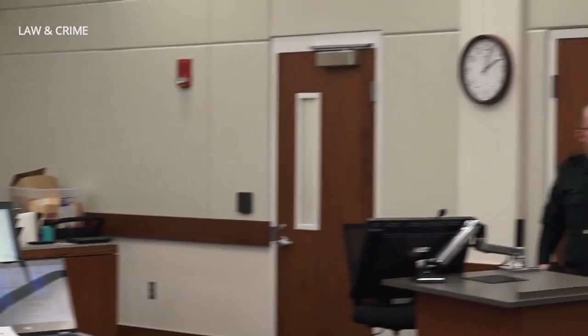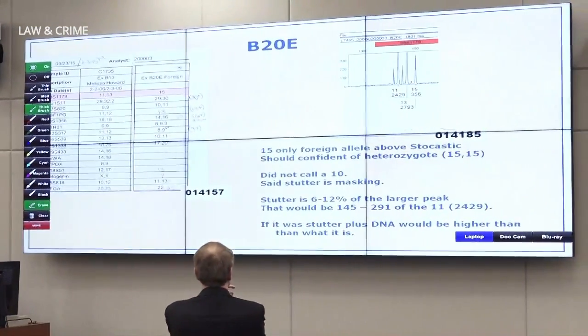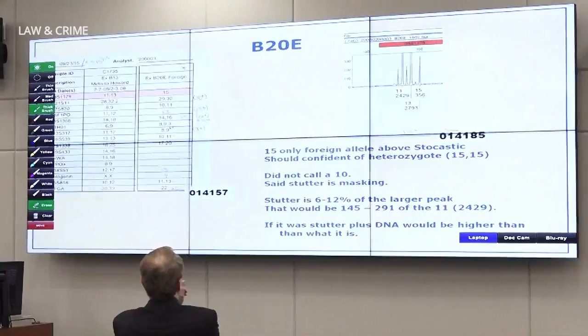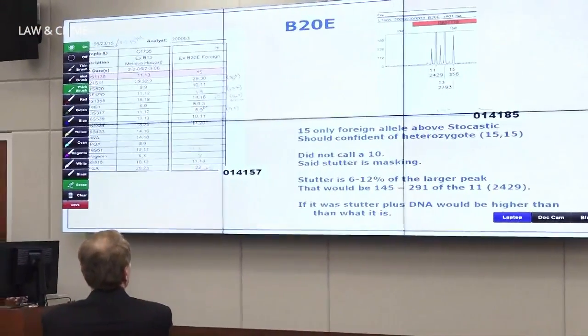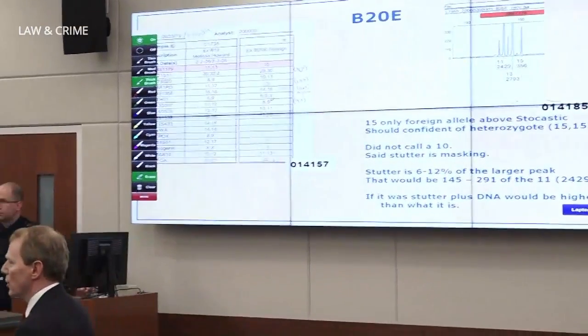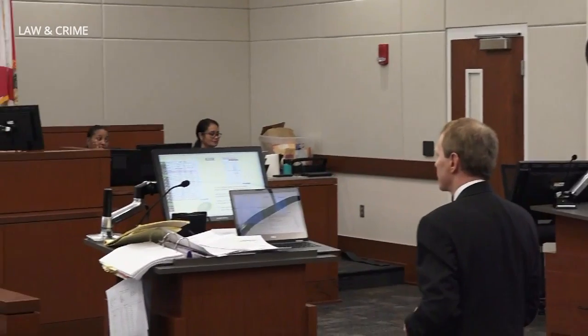Now, I'm going to go back to D8S, the very first one up at the top. That's the only foreign allele in this B20E sample of the first amplification that's above the stochastic threshold. Is that correct? Yes. And we just learned a rule a minute ago that if you have a peak above the stochastic threshold, you should be confident that it's a heterozygote, correct?